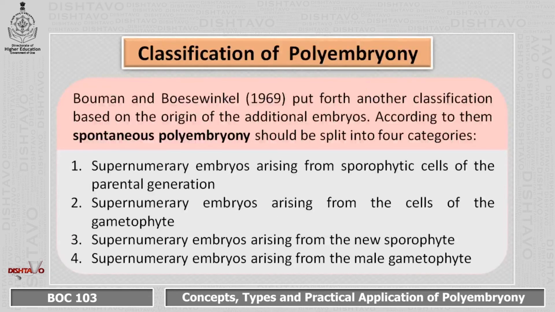Bowman and Buzzwinkel put forth another classification based on the origin of the additional embryos. According to them, spontaneous polyembryony should be split into four categories. Supernumerary embryos arising from sporophytic cells of the parental generation, integuments and nucellus. Supernumerary embryos arising from the cells of the gametophyte by one or more embryo sacs in the same ovule. Supernumerary embryos arising from the new sporophyte, fertilized egg or proembryo. Supernumerary embryos arising from the male gametophyte, which is a disputed group.